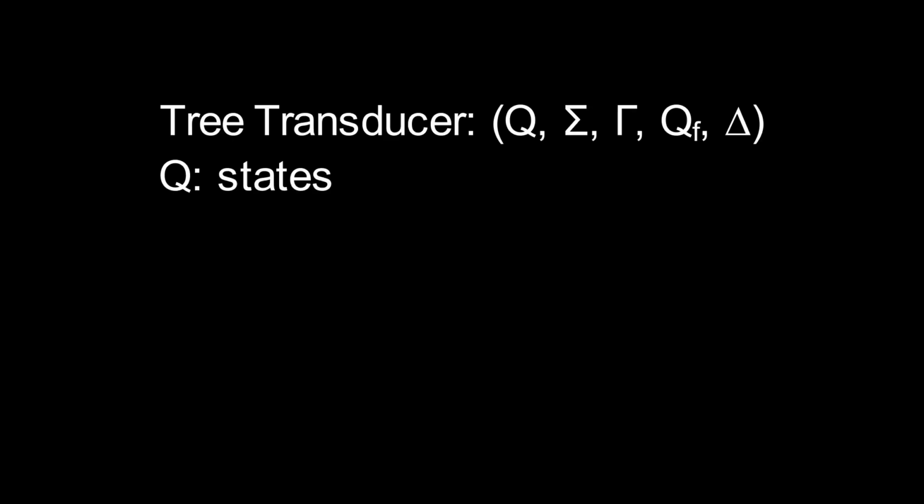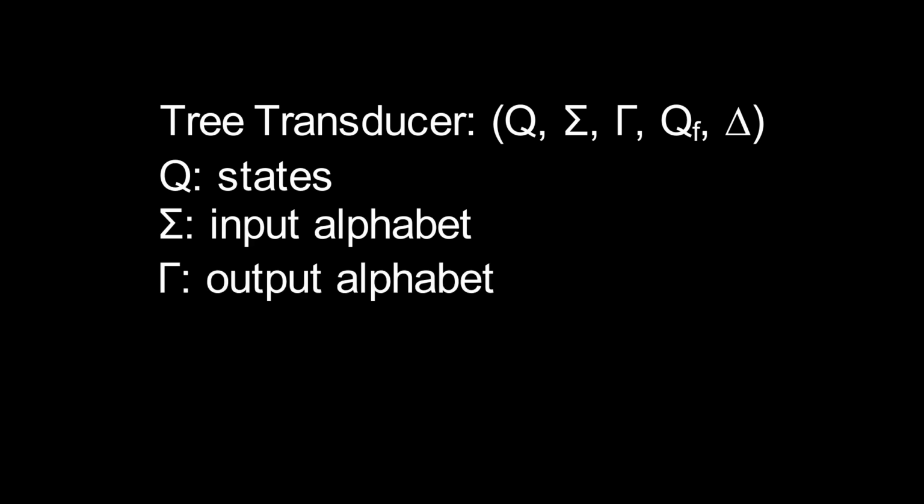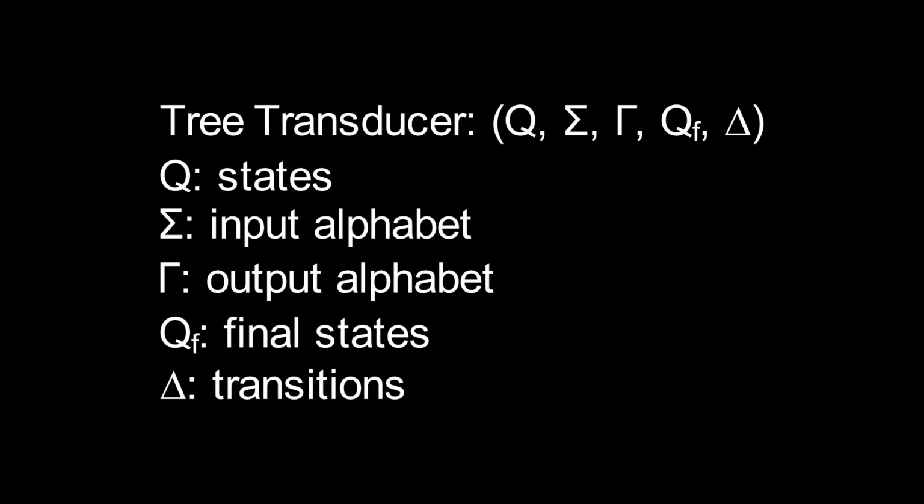Tree transducers consist of four components. We have a set of states, Q. We have a set of input symbols, sigma, referring to the labels of the input tree. We have a set of output symbols, gamma, which refers to the labels of the output tree. We have a set of final states, qf, which is a subset of Q, for the valid root states of the output tree. Lastly, we have our transitions, delta, which describe how to transform the input tree.